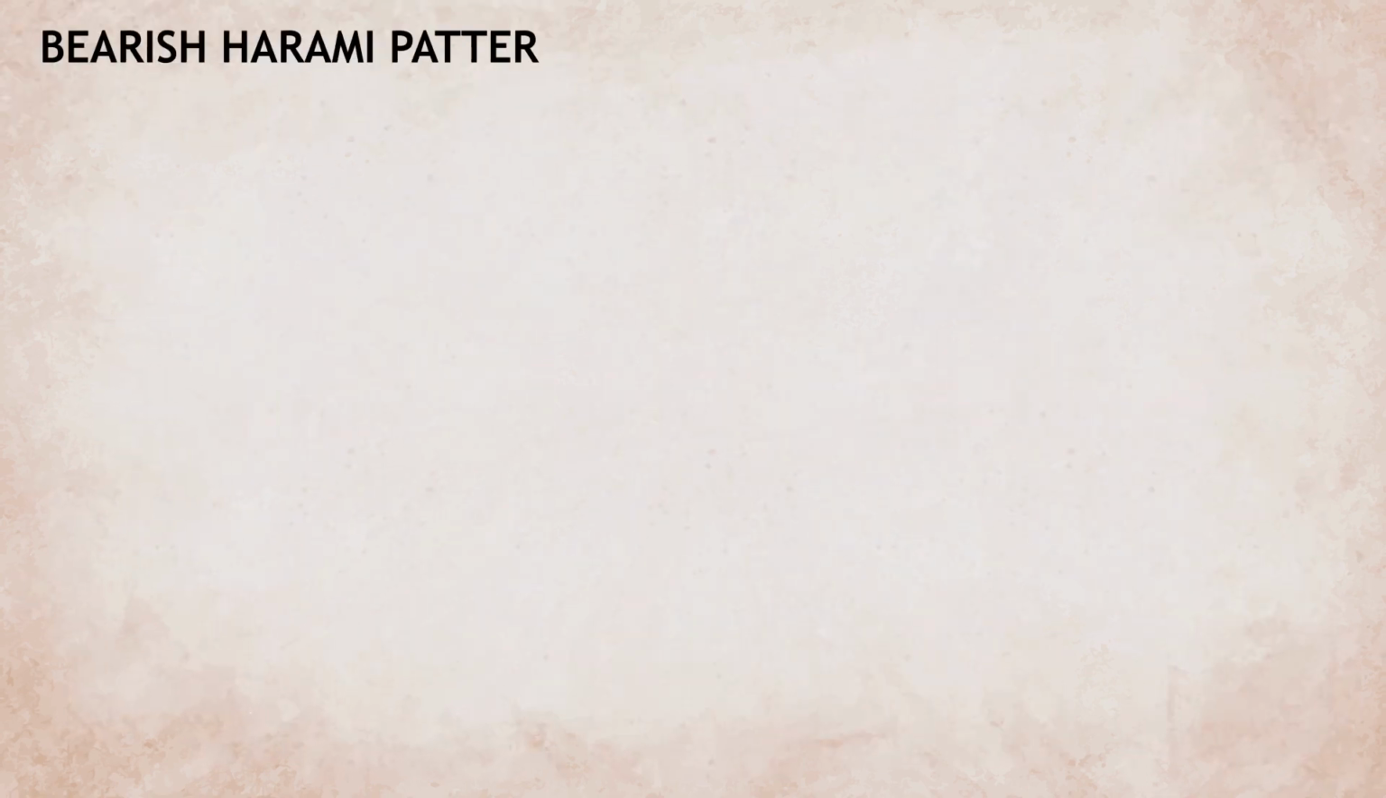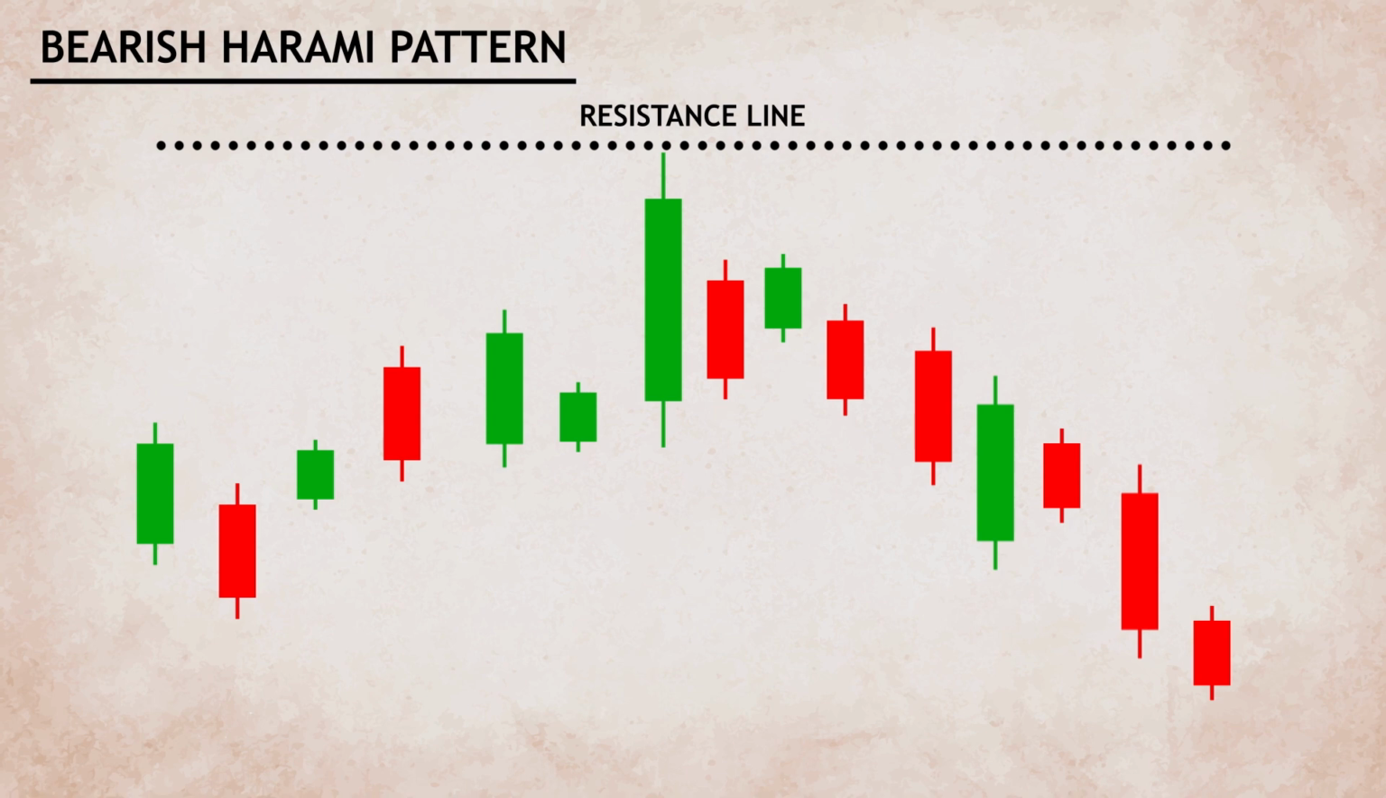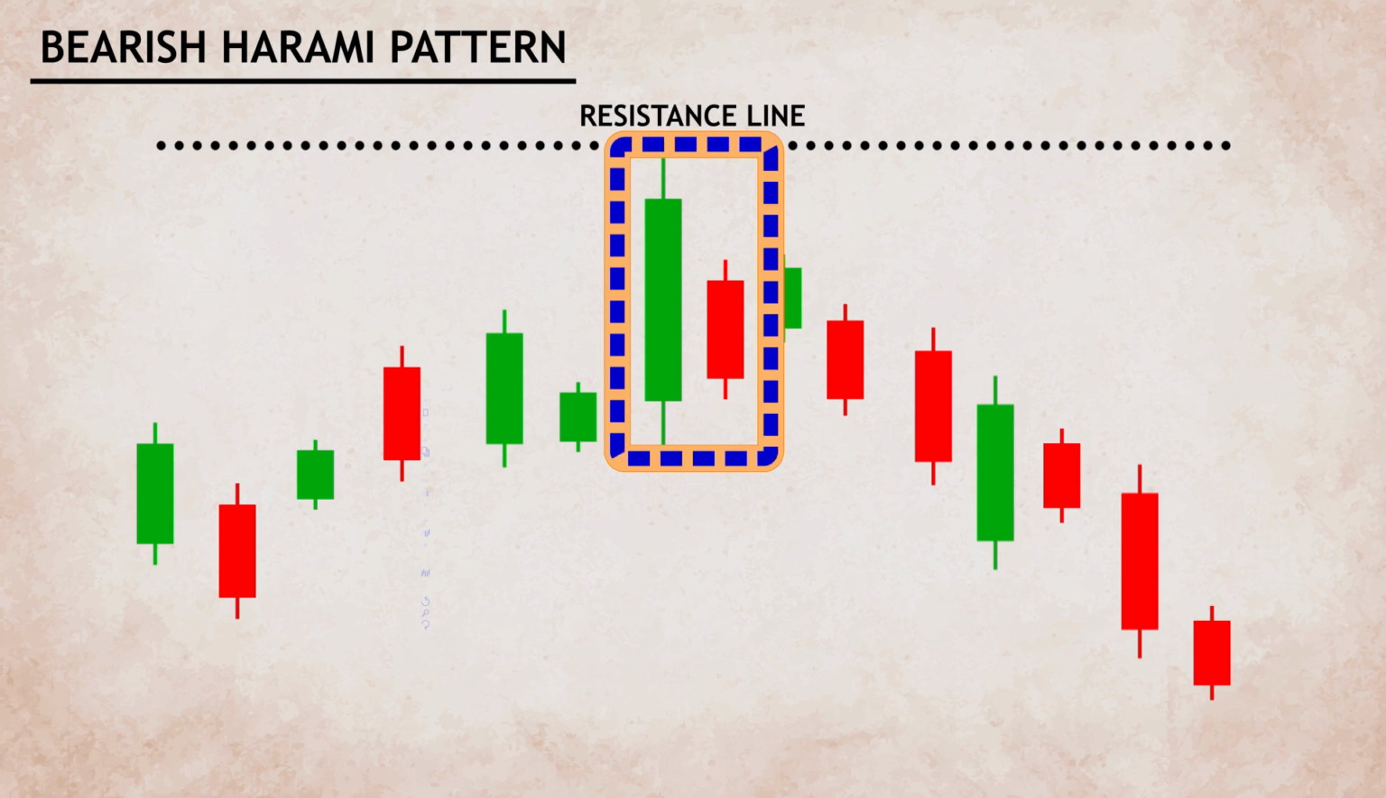Bearish Harami pattern. A bearish Harami pattern generally appears at the top and signifies a reversal in the trend of the stock. In this pattern, a small bodied red candle, including the wicks, appears immediately after a big bodied green candle. In other words, the entire red candle must be within the range of the first candle.